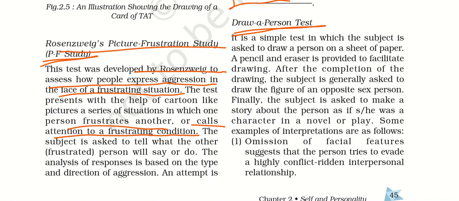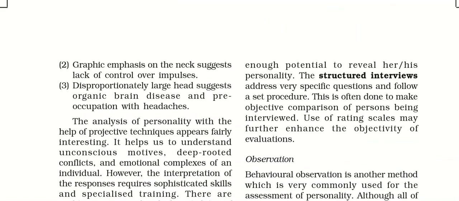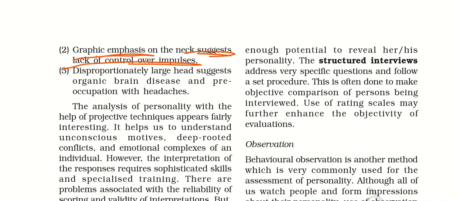Some examples of interpretations: omission of facial features. A lot of times this type of figure is observed, such that the person tries to evade a highly conflict-ridden interpersonal relationship. Then graphic emphasis on the neck suggests that there is a lack of control over impulses. Then we have a disproportionately large head, which suggests organic brain disease and preoccupation with headaches and so on.